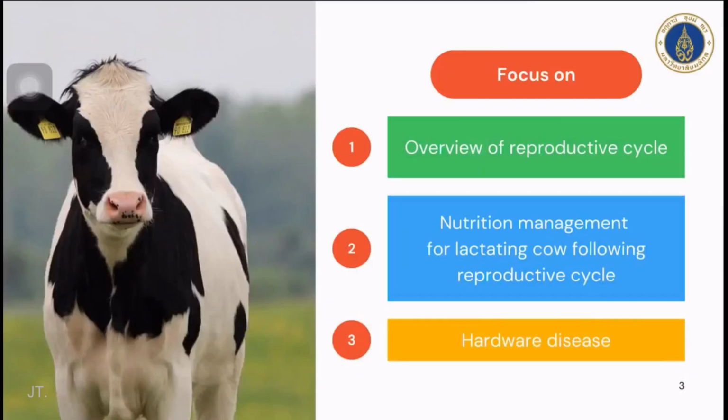According to the farm information, we focus on 3 points. The first is an overview of the reproductive cycle. The second is nutrition management for lactating cows following the reproductive cycle. And the last is heart rate disease.